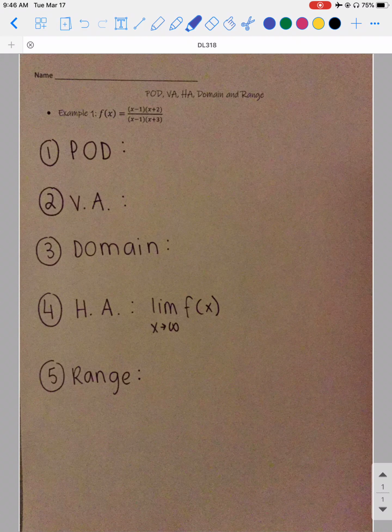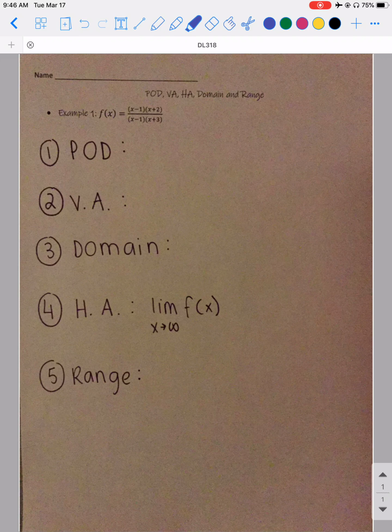So we're going to be finding pods, vertical asymptotes, and horizontal asymptotes algebraically. The first thing we want to do is make sure that our function's in factored form. So if we look at example 1, our numerator and denominator is already factored for us. So we can start by finding the pod.